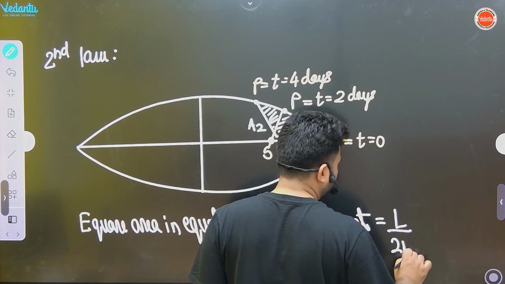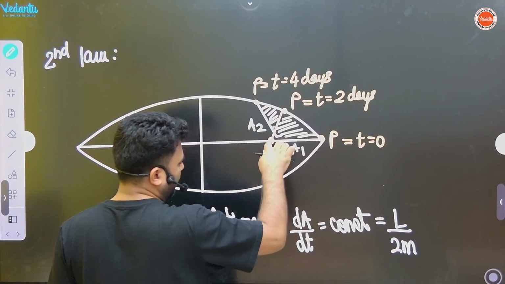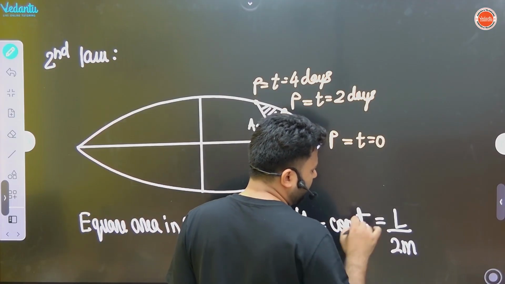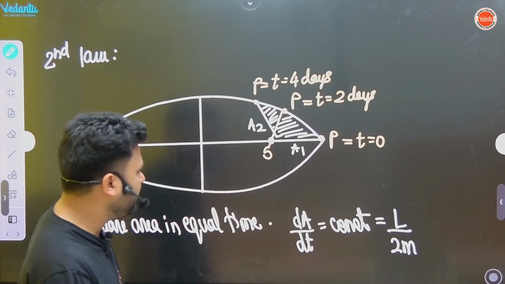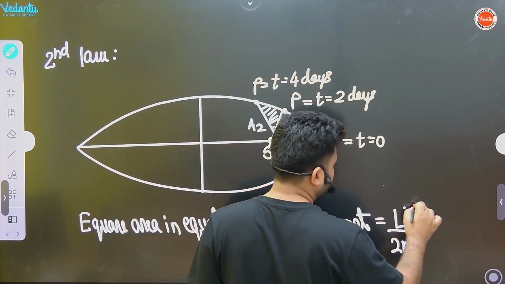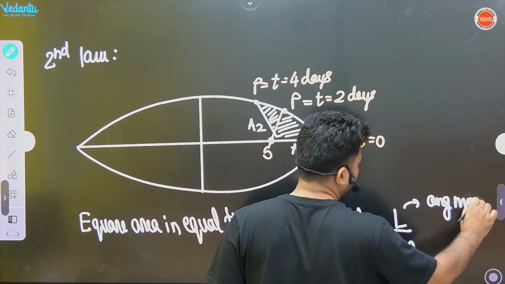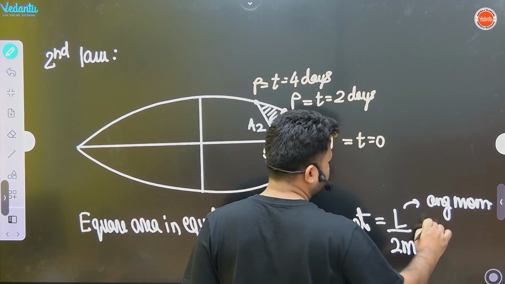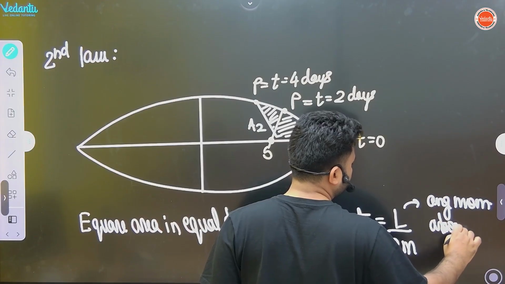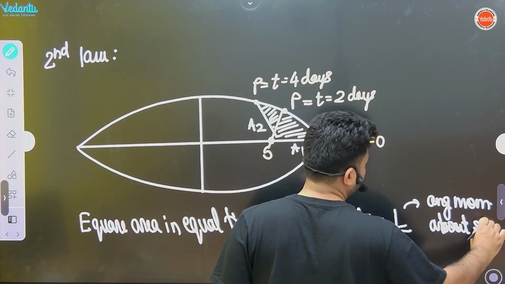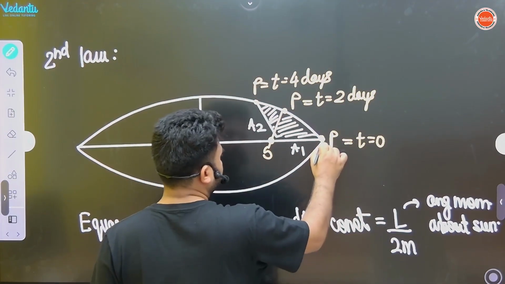What is L? Angular momentum of this planet around the sun. L is the angular momentum of this planet about the sun. M is the mass of the planet. Its mass is M.